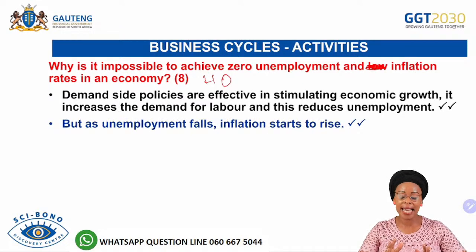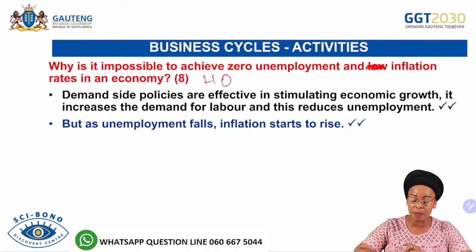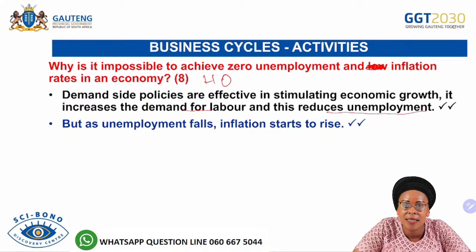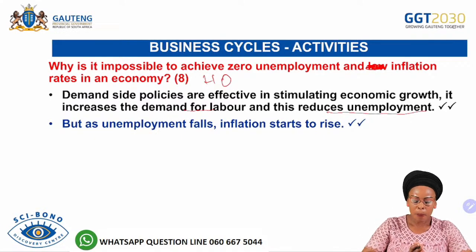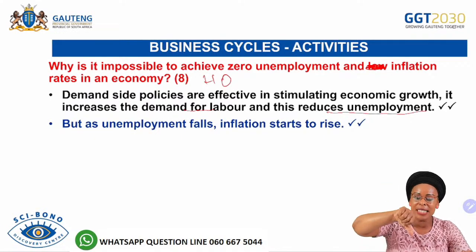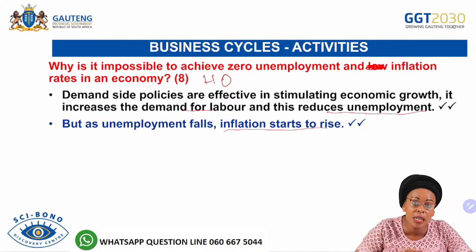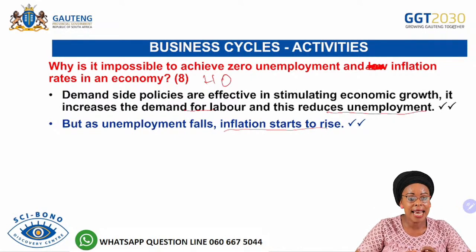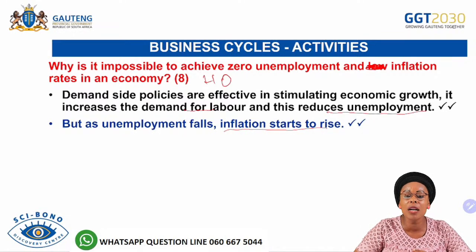So, like I've said, the demand-side policies are effective in stimulating economic growth. It increases the demand for labor and it reduces unemployment. So that's why unemployment will not be at zero. But as unemployment declines, inflation will do what? It will start to rise. Remember the Phillips curve. The Phillips curve says that if unemployment is high, inflation will be low. If unemployment is less, inflation will be high.